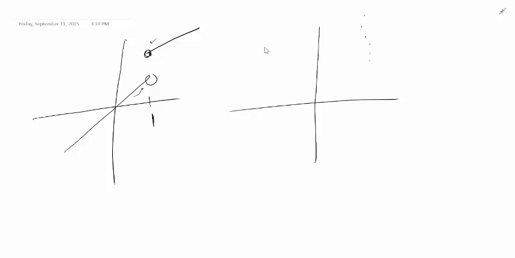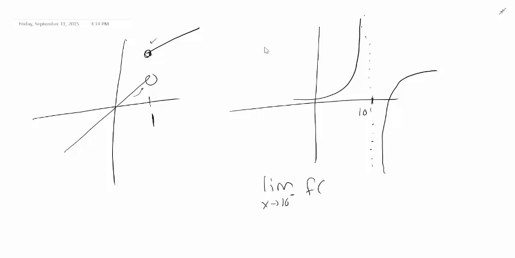Another way is if we have a function that goes off to positive or negative infinity. At this point, say at 10, this function's limit does not exist. But what we can write is that the limit as x goes to 10 from the left is equal to infinity, and the limit as x goes to 10 from the right is equal to minus infinity.